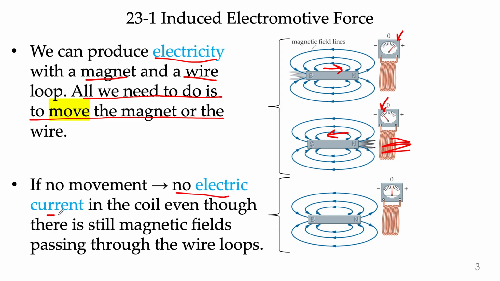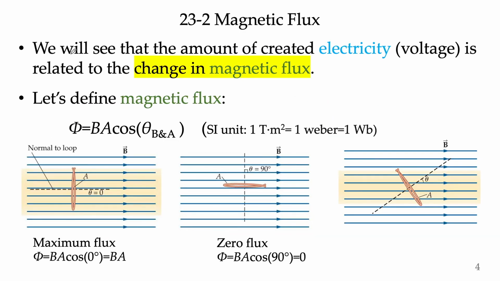If there's no movement, then there's no electric current in the coil, even though there are still magnetic fields passing through the wire loops. So the bottom line is, if you want to get electric current, you have to move the magnets with respect to the coil. We will see that the amount of created electricity, whether we talk about electric current or electric voltage, is related to the change in magnetic flux.